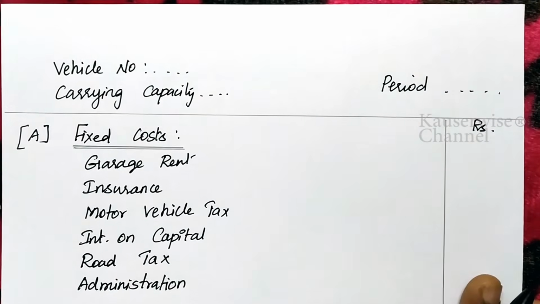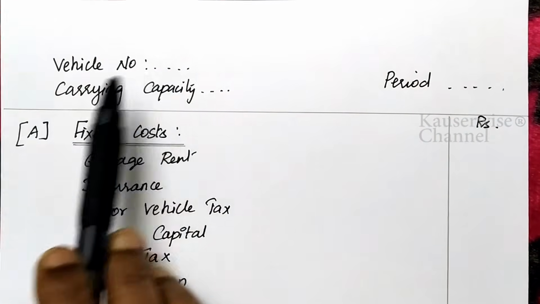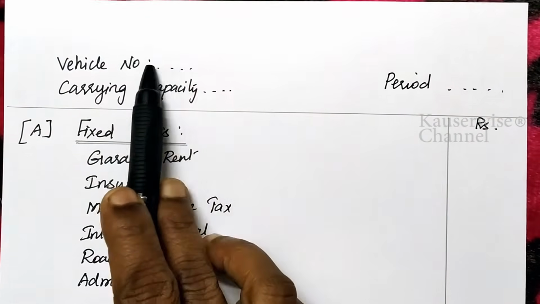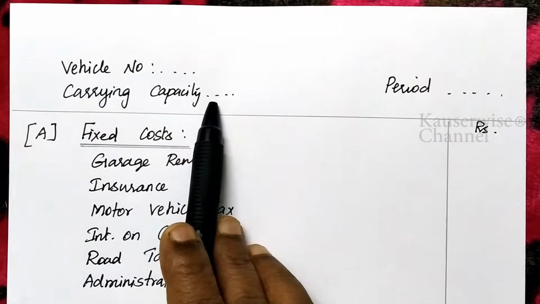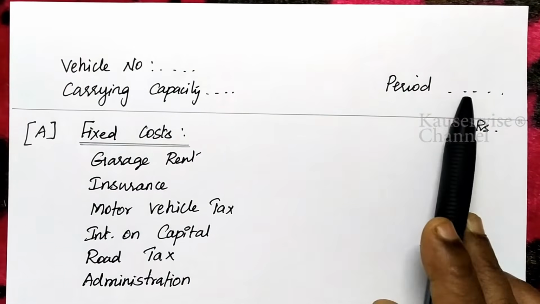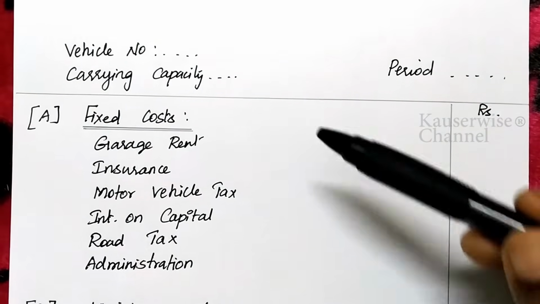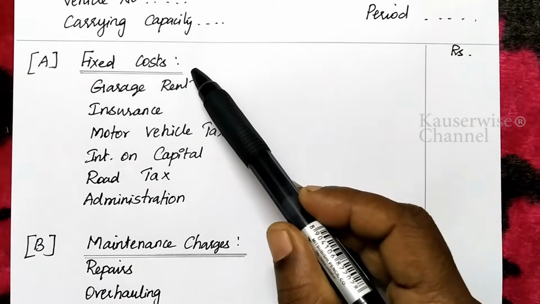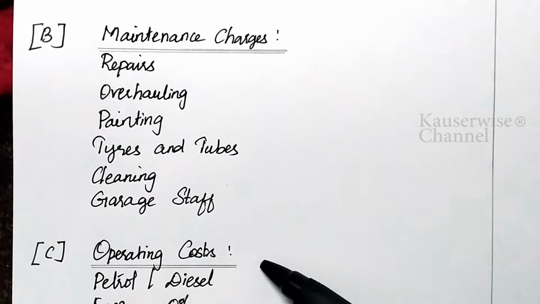This is the format of the cost sheet for transport costing. Here, vehicle number and carrying capacity. Suppose you take a bus, so vehicle number, bus number, and carrying capacity, 60 seats or 80 seats like that, and the period for a particular month or particular week or particular days. Here the costs are classified into three categories. The first one is fixed cost, the second one maintenance charges, and the third one operating cost.